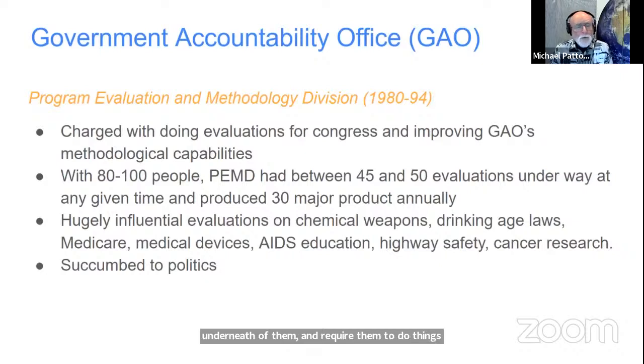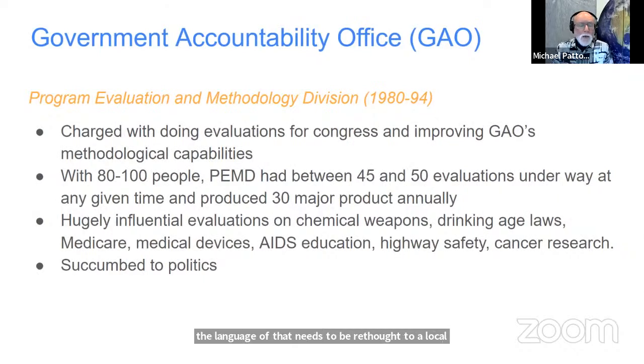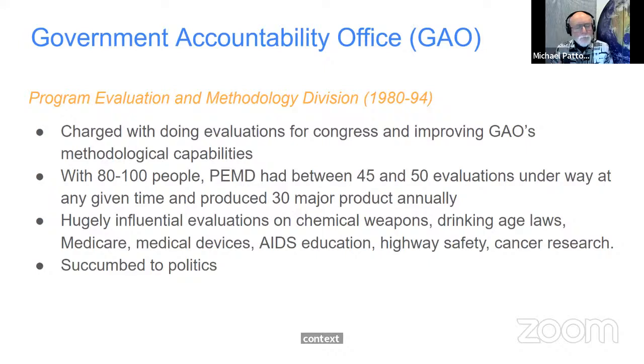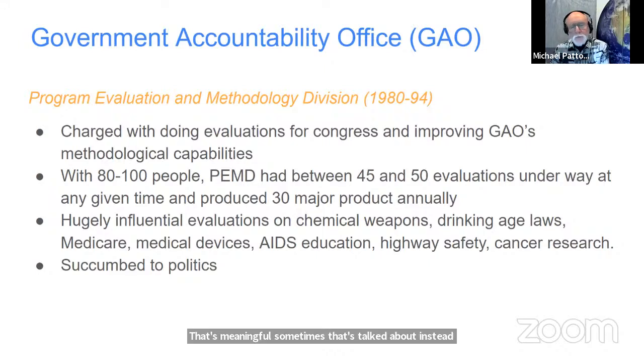And so in many cases, the function of accountability, the language of that, needs to be rethought to a local context that's meaningful. Sometimes, instead of the power imbalances between those with money and power and those who are being held accountable, it becomes a framework of shared responsibility: the people who provide funds and regulations have responsibilities for what they do, just as the people who are using those funds and implementing them, and that becomes a shared responsibility rather than a one-way accountability. And that part of decolonizing our language is one of the issues that this raises.